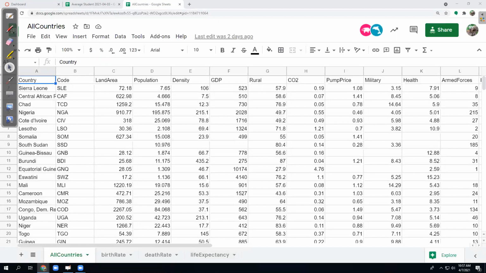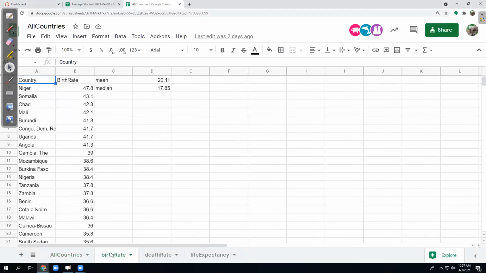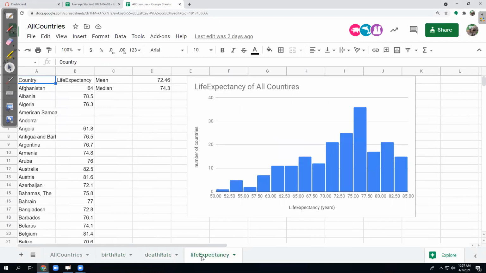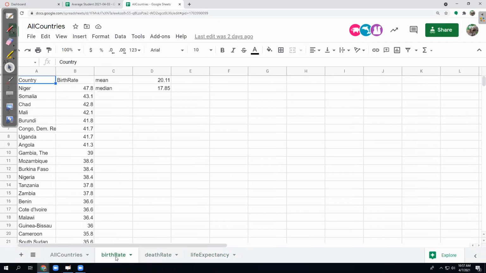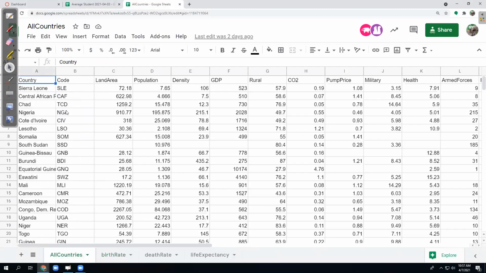Okay, let's see. What did I want to look at here? I believe I wanted to look at, okay, birth rate, death rate, and life expectancy. And I teach a couple versions of statistics, so I had played with other classes with this earlier. So I have some pre-done histograms, but I'm just going to start over here. I'm just going to start from the beginning.